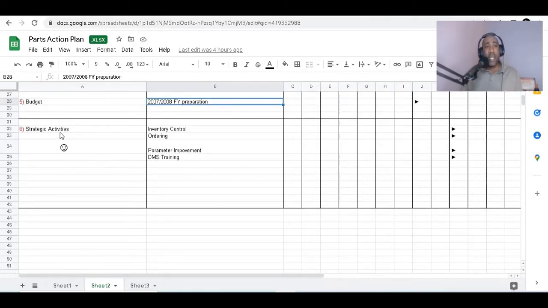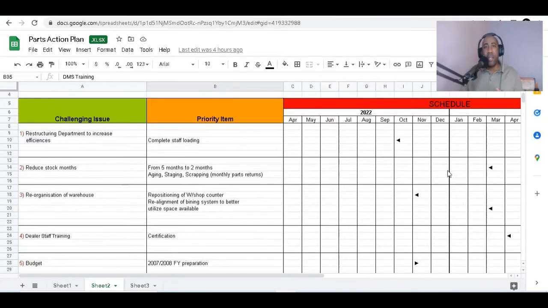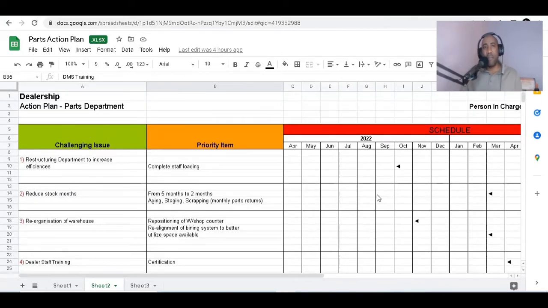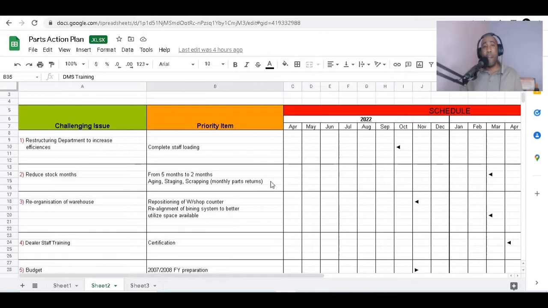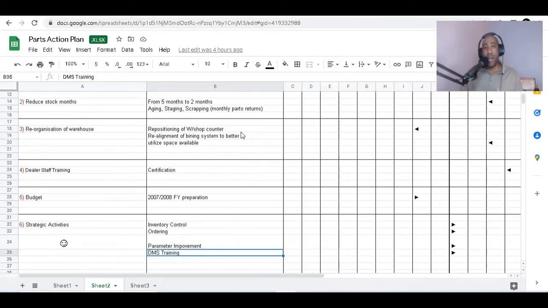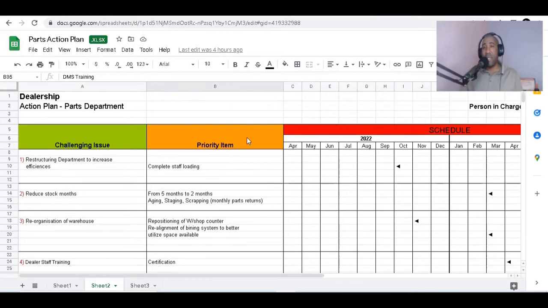Okay, strategic activities, that's something that we throw in terms of inventory control, ordering, parameter improvement, and dealer management system training, and that should be ongoing. So this is just a few of the items that I did when I was managing all those various dealerships. And believe it or not, all I did was carry over some of these challenging issues and prioritize all these items into the various dealerships, because if you go from one dealership to the next, believe it or not, they're basically all the same.